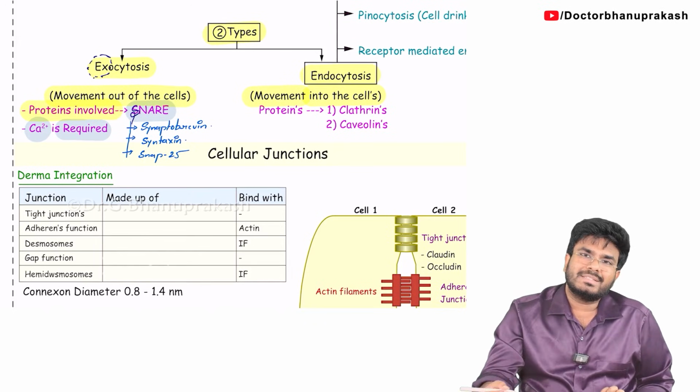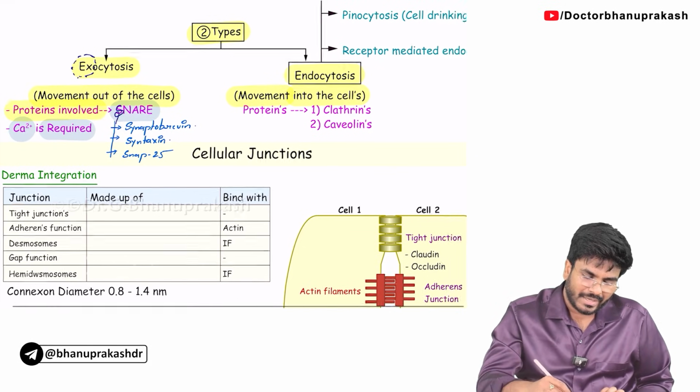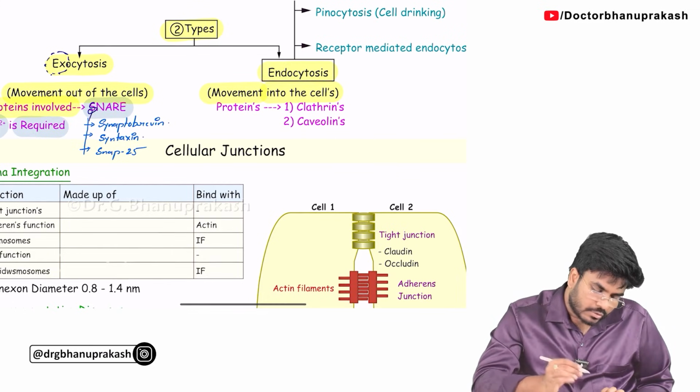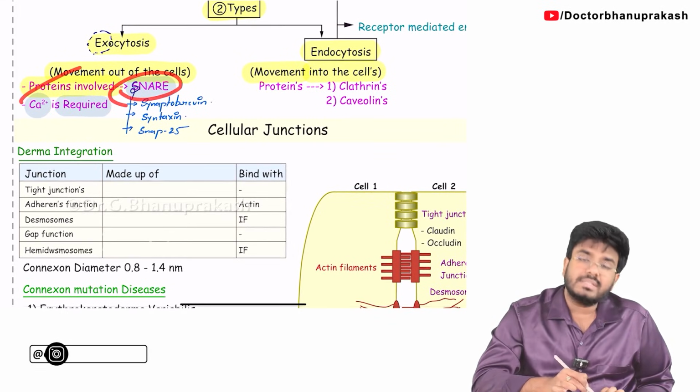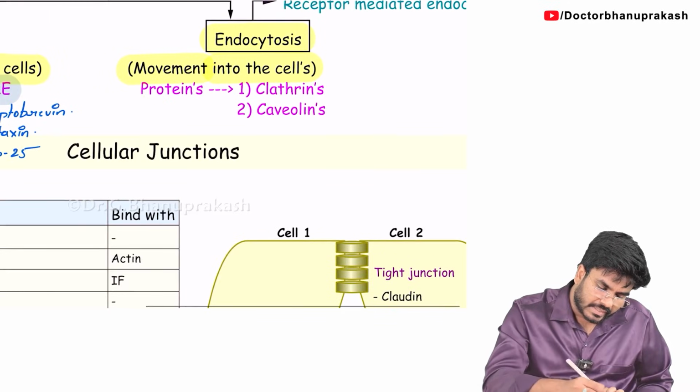So SNARE proteins help in exocytosis. Okay. Now, what about endocytosis? Just like for exocytosis you require some proteins, like SNARE proteins, in the same way for endocytosis you require certain proteins like clathrins and caveolins.